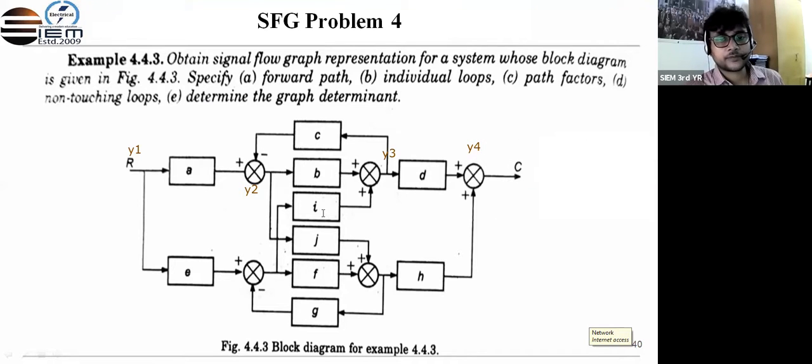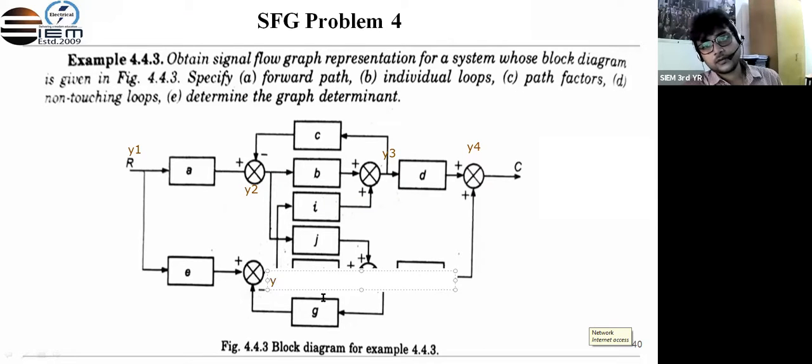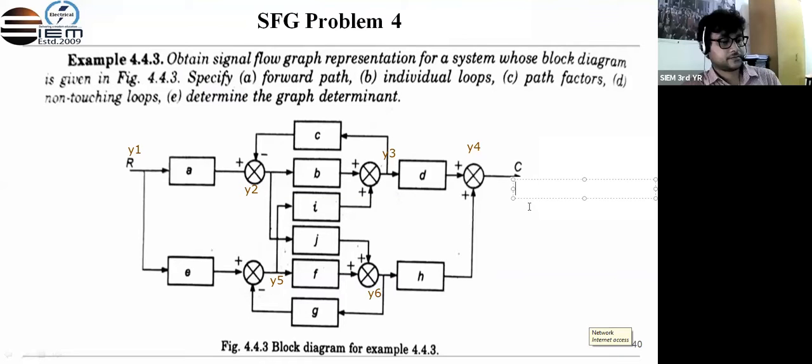Then we have another node here. This summing point and this takeoff point can be considered as Y5, and this point and this point as Y6. Then this output can be considered as Y7. Okay.